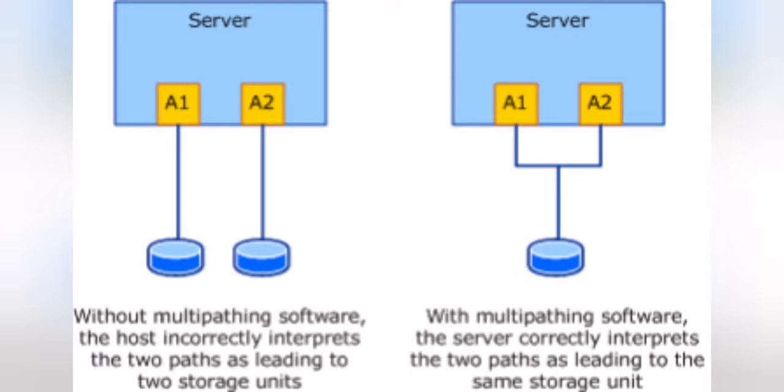This MPIO will allow the server to communicate with the storage from different locations, two or maybe more than two paths. This will make a redundant connection to the SAN storage. In case one of the connection cables goes down, the server will still be able to see the storage.